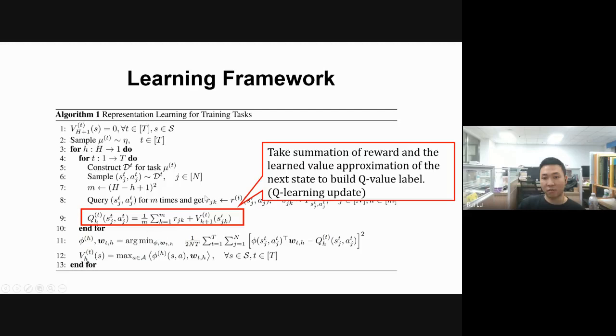So first you get the reward from the generative model, and here you use the V H+1. So the next state's value is the value of the next state. You just use the approximation of your own value estimation function from the level H+1. That is why the for loop for this H is in reverse order. So each time you want to know the Q value of level H, you can use the value estimation function from just a level before that, which is H+1.